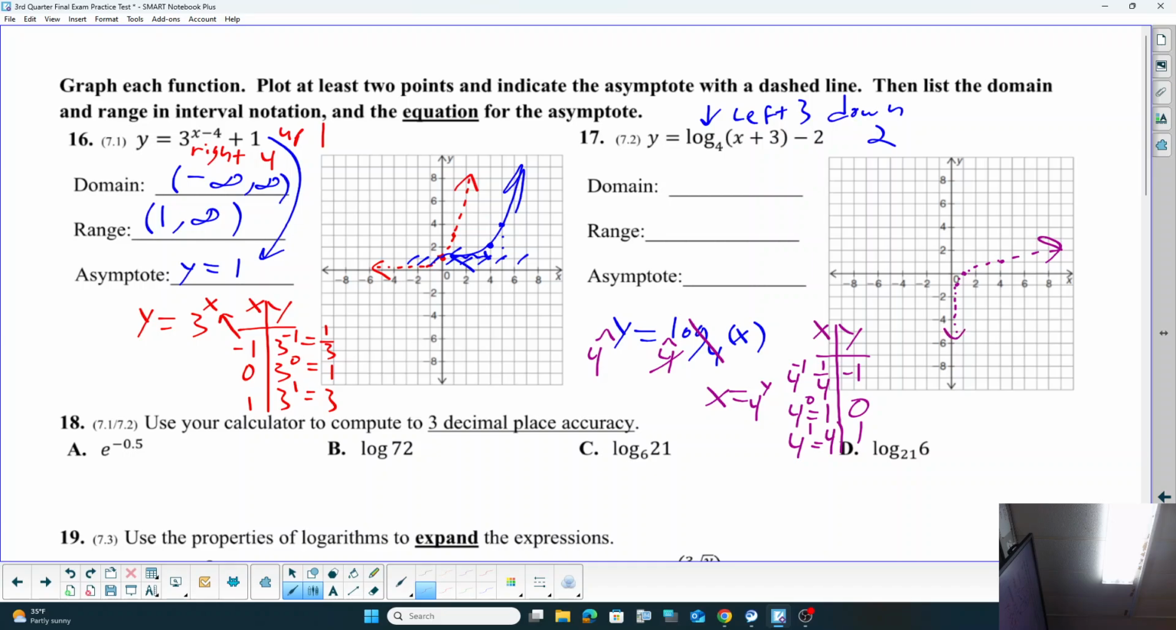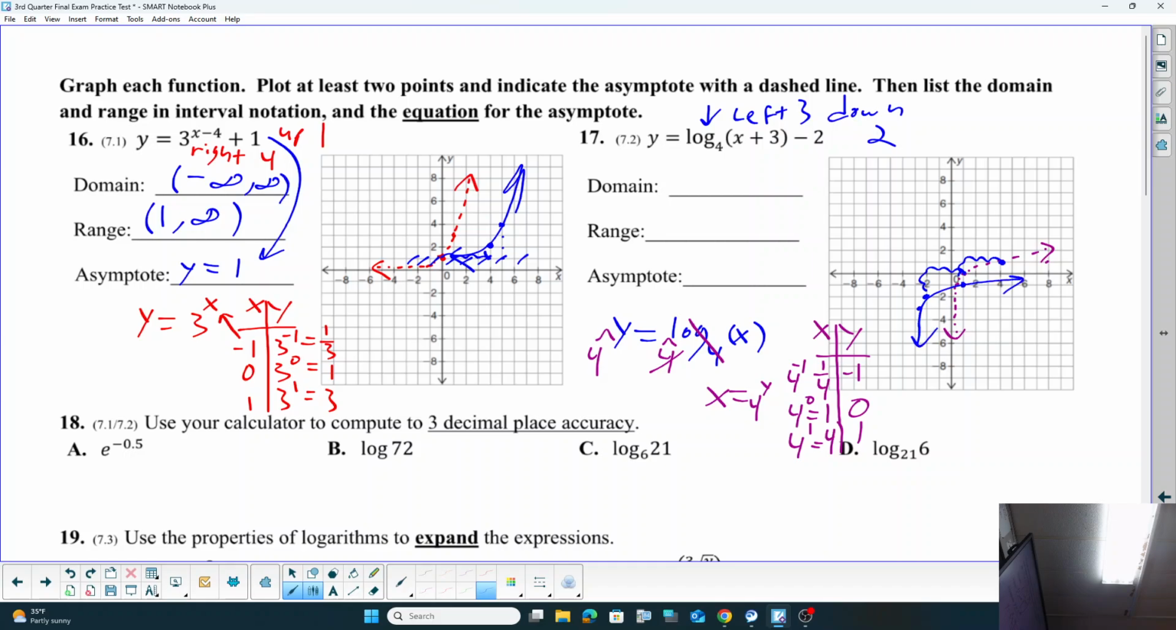And so now we're going to go ahead and shift it, right? Because that's the parent function. So now we're going to shift it left 3 and down 2. So from here, we'll go left 1, 2, 3, down 2. Same with that one down here. And then this one here will also go left 1, 2, 3, down 2. And there's our graph. Nice.